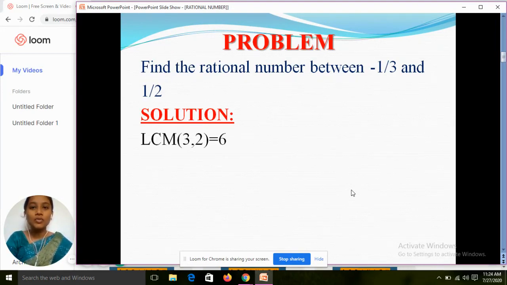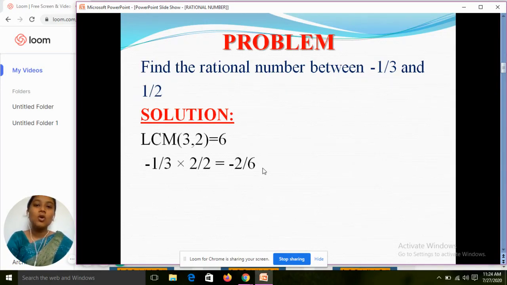So minus 1 divided by 3 into 2 divided by 2, we will get minus 2 divided by 6. Minus 1 into 2 is minus 2. 3 into 2 is 6. Okay, so next, what about the rational number?